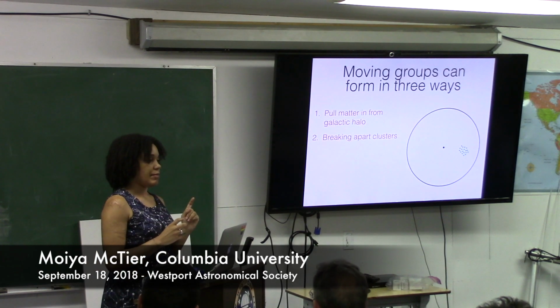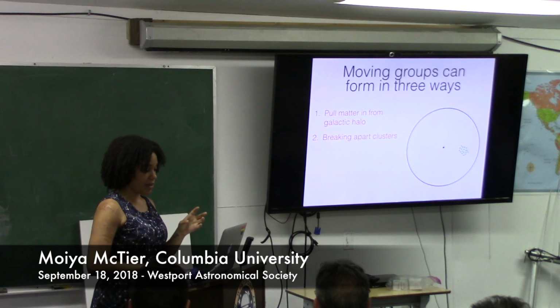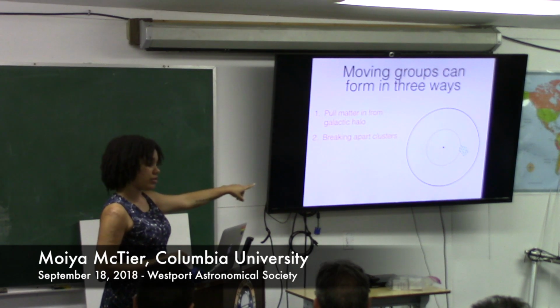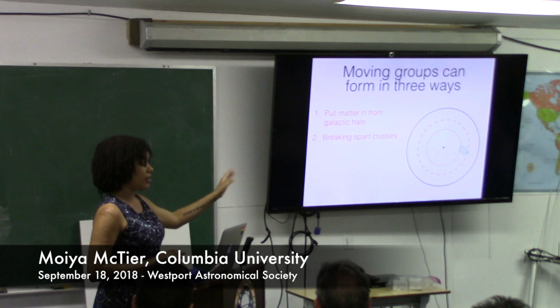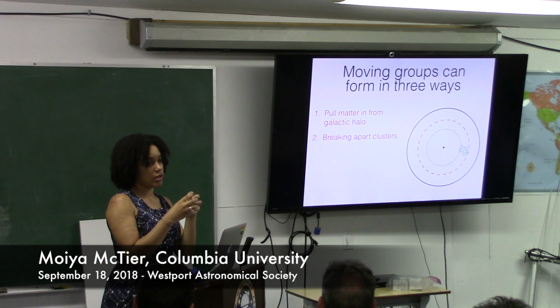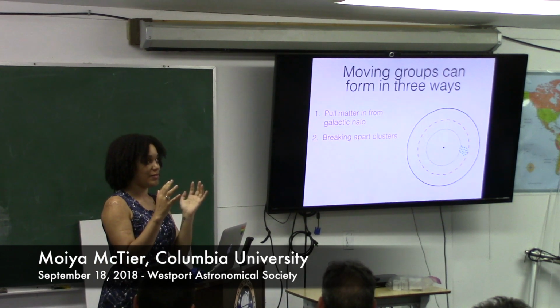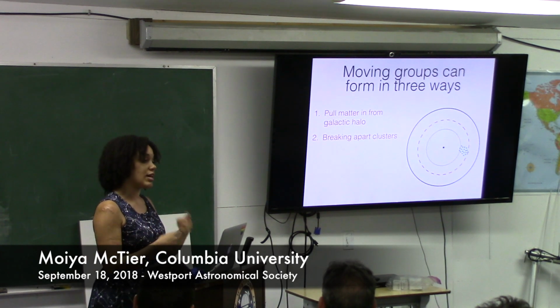The second is by breaking apart clusters of stars. And this happens because the stars closer to the center of the galaxy will be moving much faster than the stars further away from the center of a galaxy. Even in a star cluster, that's how there can be a big enough difference in their velocities, even within one cluster. So over time, yeah.